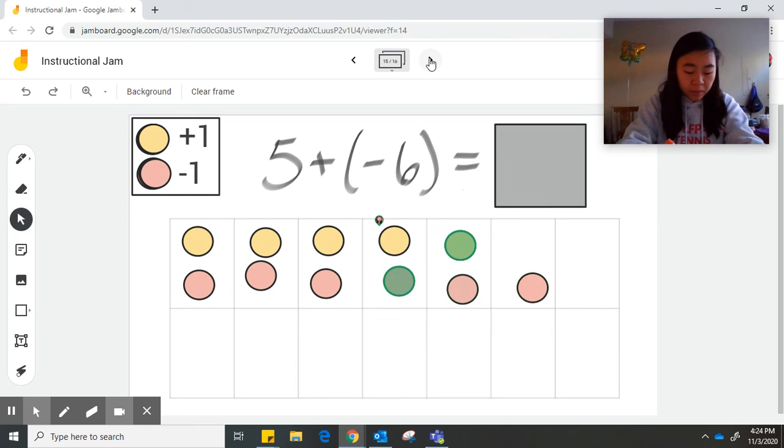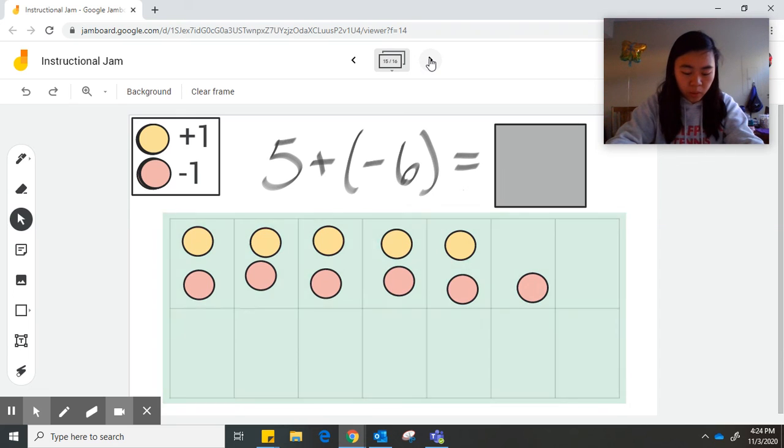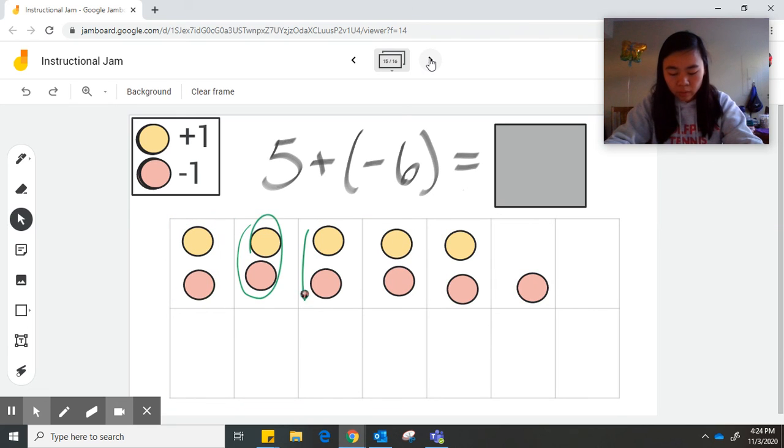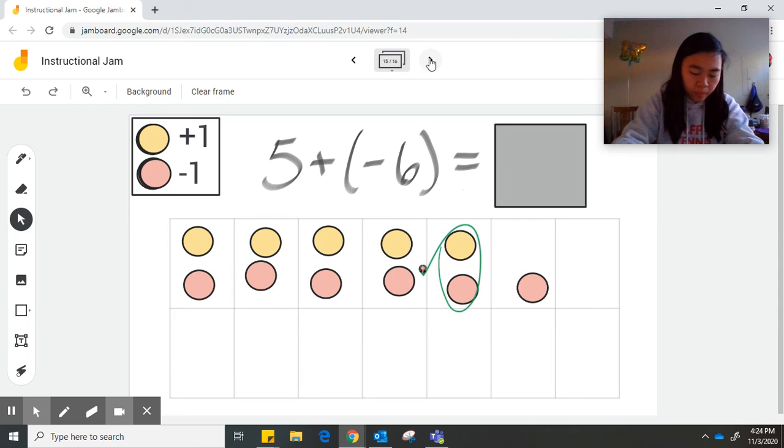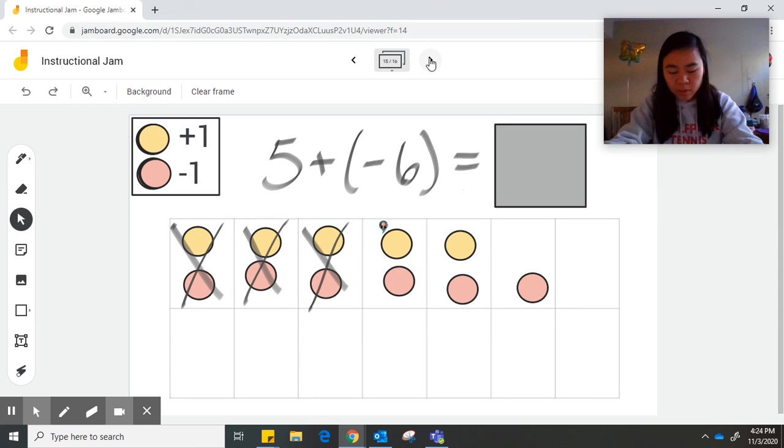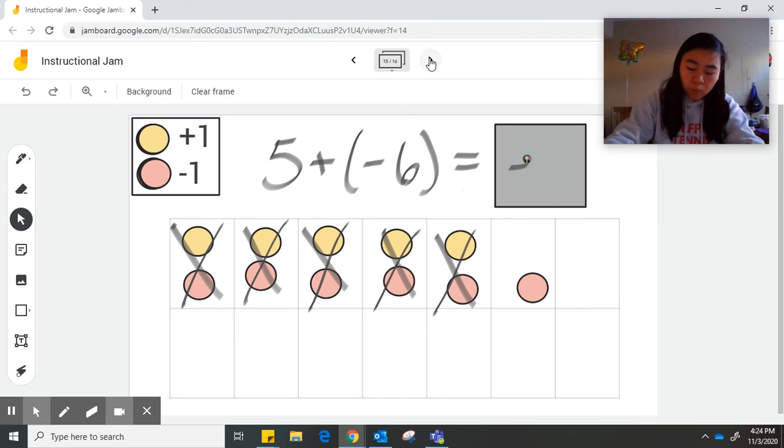Okay. Can I make any 0 pairs? Looks like I can make quite a few here. 1, 2, 3, 4, 5 0 pairs. Okay, so I'm just going to go ahead and cross those out, each 0 pair. And what I'm left with is my answer. I'm left with 1 counter, and it is red. It's negative, so -1.